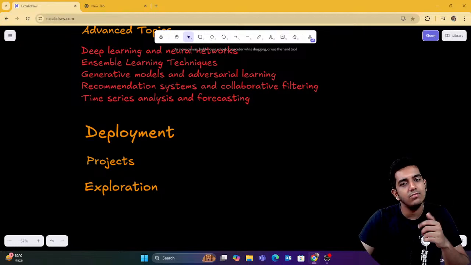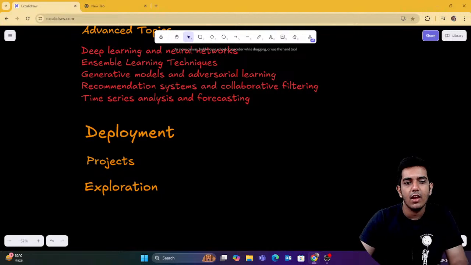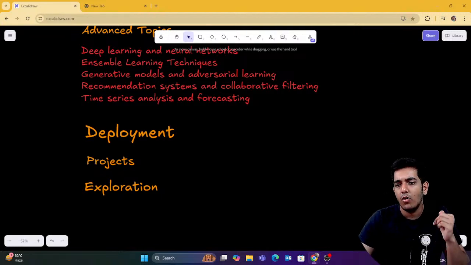Then after this, you can apply for different roles using LinkedIn. I would prefer LinkedIn because it's really easy, or you can go to different websites to apply for ML engineer roles. The salaries would range from 10 to 15 lakhs in India, and in the US I'm not sure, maybe more than 100K.